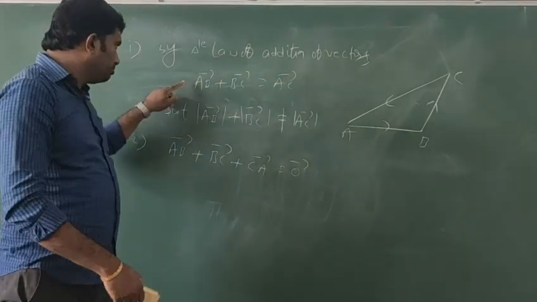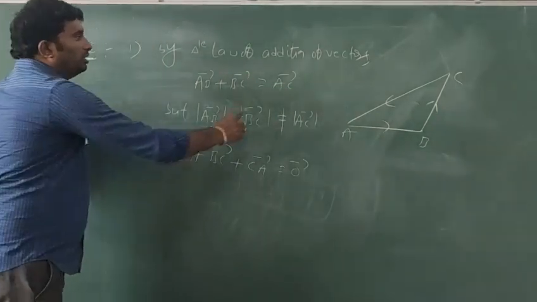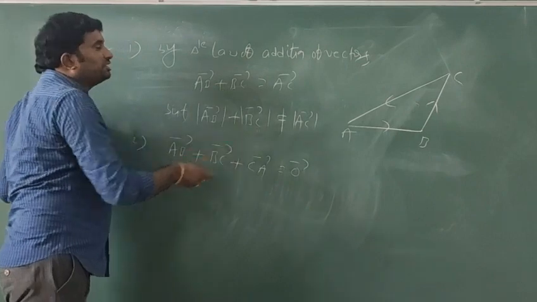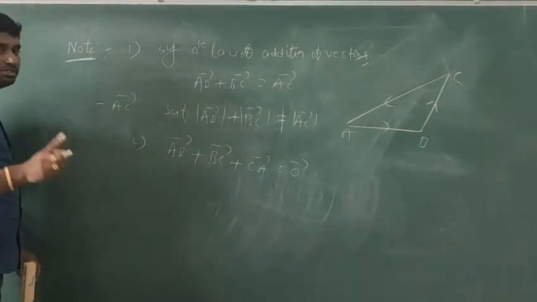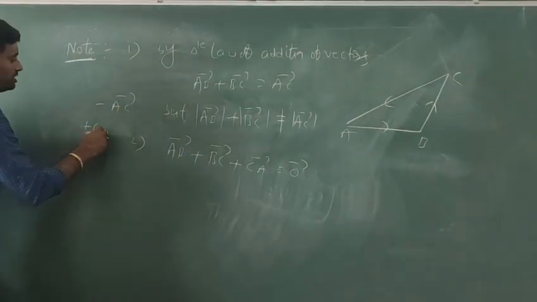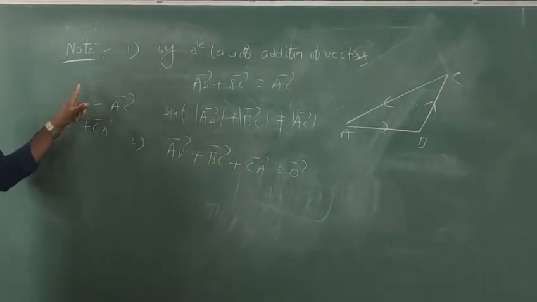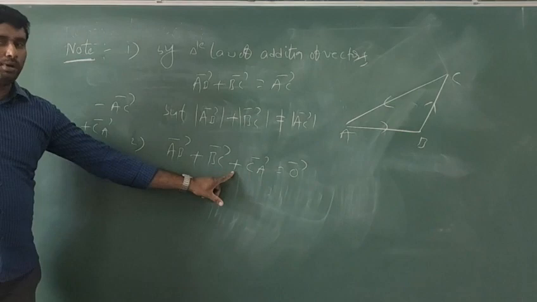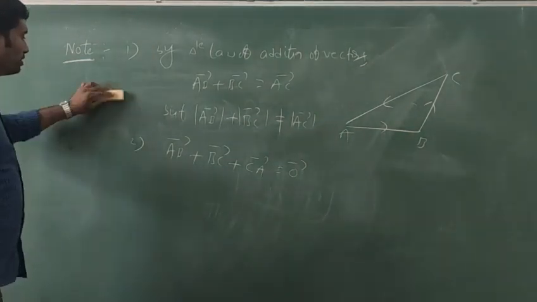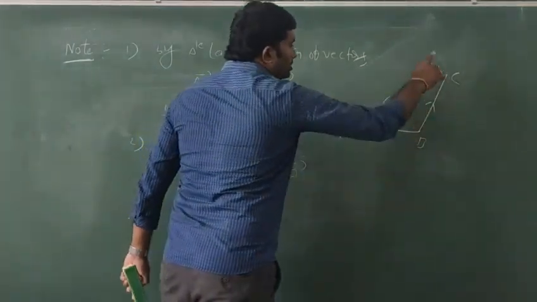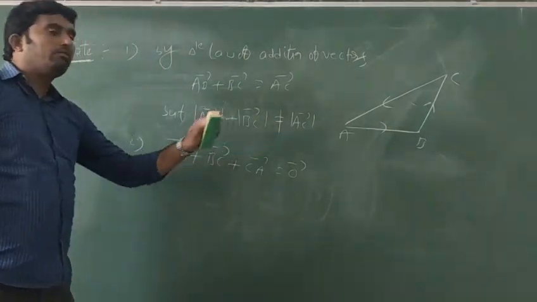Nothing but by using this only we can write this one. How? This plus AC bar will be changed as minus AC bar. By using the negative vector definition, minus AC bar can be written as, if you interchange initial and terminal points, again we get minus and minus plus. So write it clearly: AB bar plus BC bar plus CA bar is the null vector.